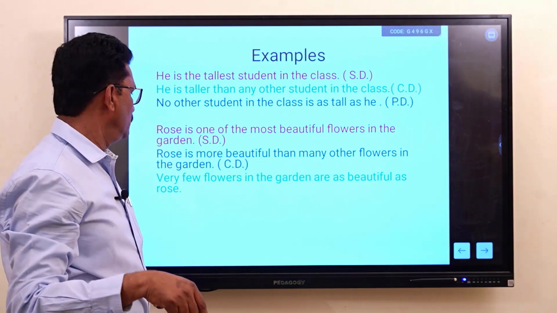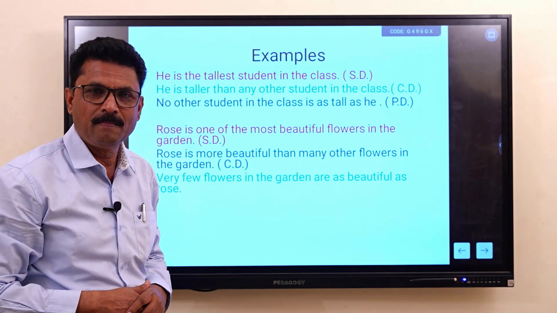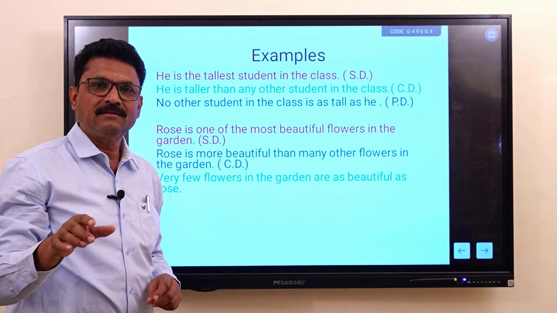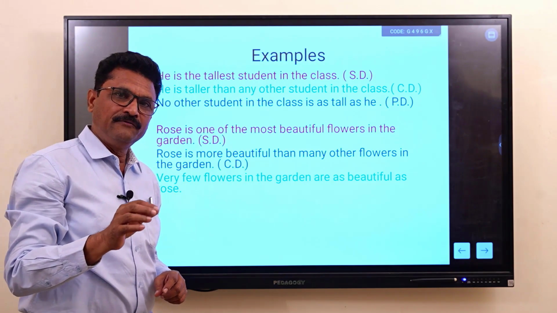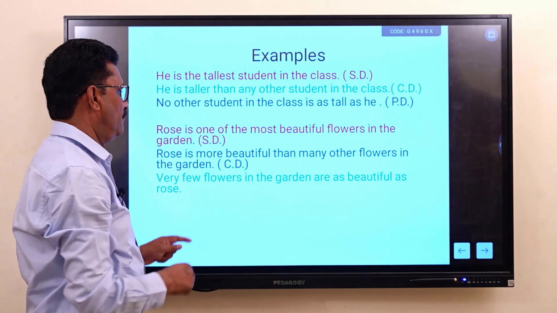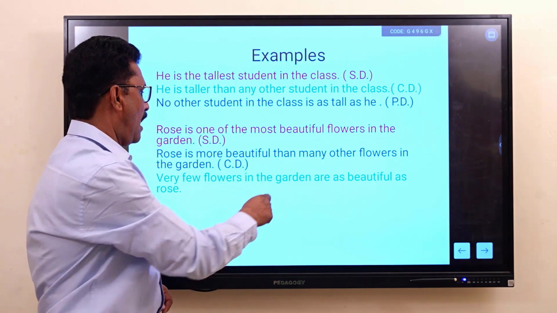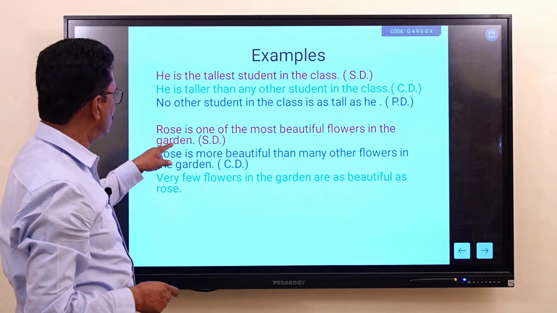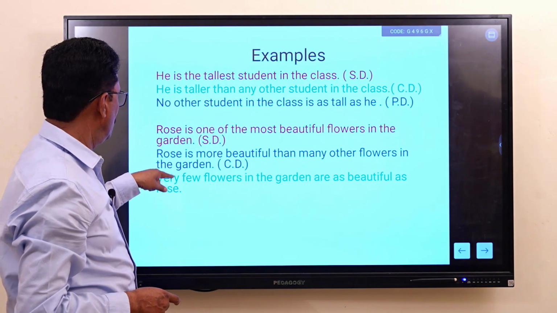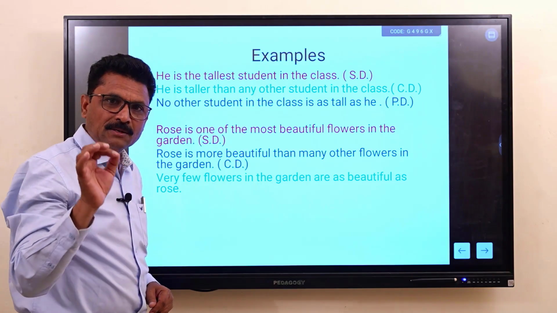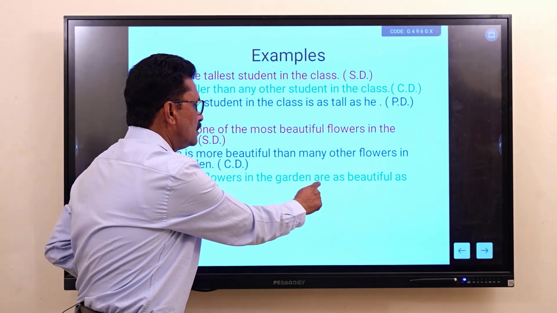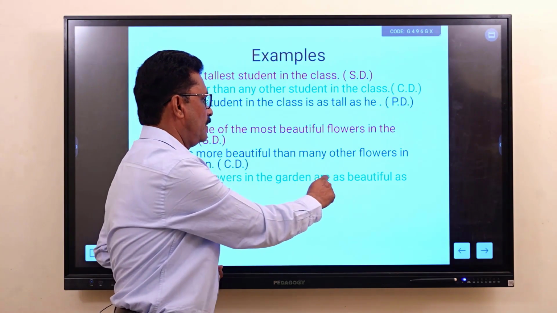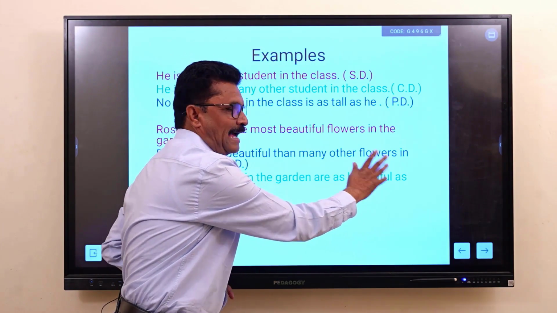So we have started the positive degree with very few. If in a superlative degree we have used one of the phrase, then in a positive degree we start with very few. Very few flowers in the garden are. Look here, in a comparative degree and a superlative degree the subject is singular, that's why we used is. But in a positive degree it is plural, that's why we have used the plural verb, and then we have kept the adjective in as.